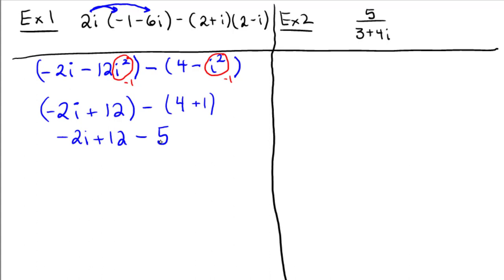So now if we're going to write this in standard form, we simply have 12 minus 5, which is 7. We usually write that one first, and then we have this minus 2i that we put over here. So the final answer is 7 minus 2i.